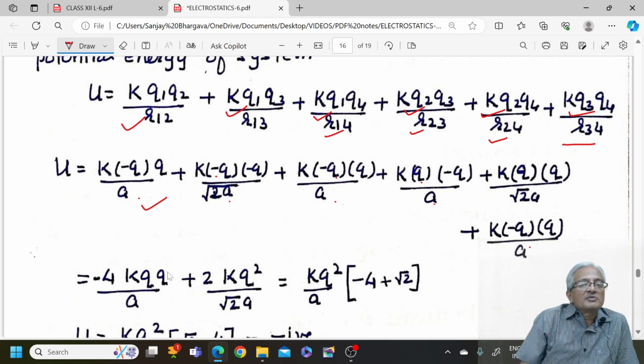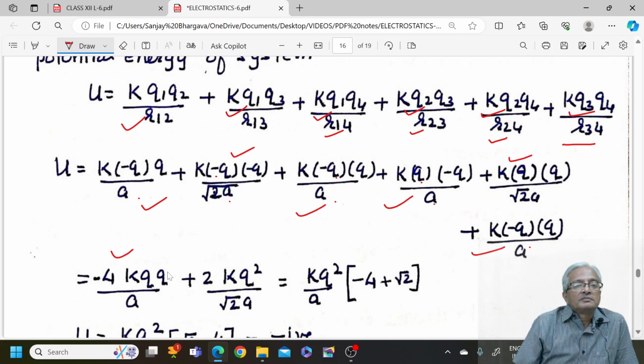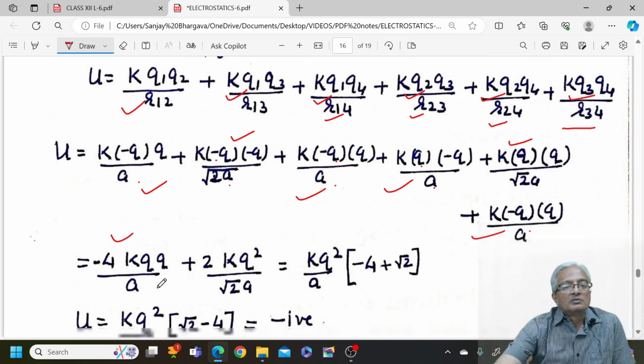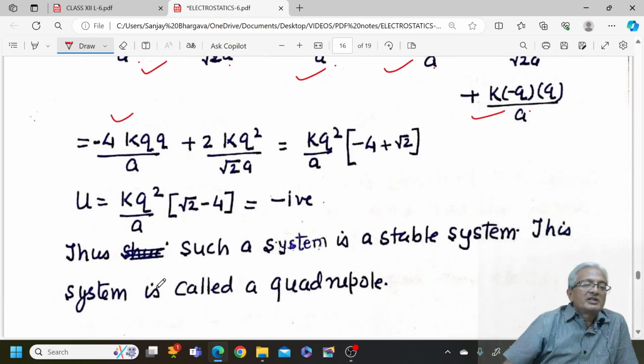So these 4 terms are identical, and we write them as minus 4K Q squared upon A. And these 2 terms are also identical, so I can write 2K Q squared upon root 2A. Just take K Q squared upon A common. It's minus 4 plus root 2. So the potential energy could be given by K Q squared upon A times (root 2 minus 4), which would always come out to be negative.